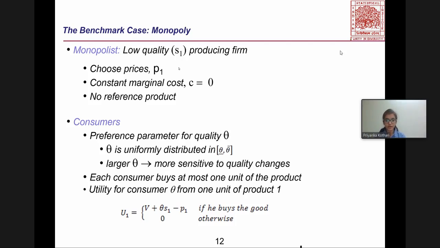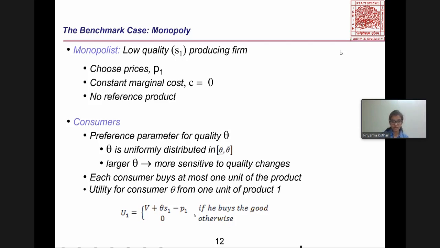Our consumers are very diverse in terms of their taste for quality, which is measured by theta. Theta is their preference parameter, and the larger the theta, the more sensitive the consumer is towards quality changes. Theta is assumed to be uniformly distributed between theta lower bar and theta upper bar, and each consumer buys at most one unit of the product. So the utility of the consumer of type theta, who buys one unit of the product, is given by this equation at the bottom.